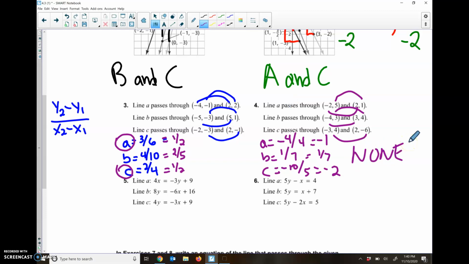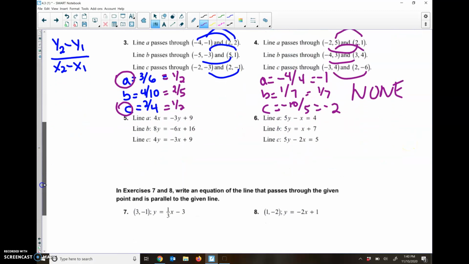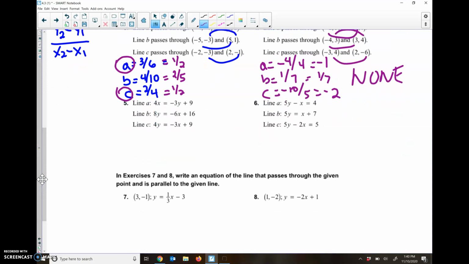So I wanted to show you that one because that might actually be an answer in your book today on your homework. None could be an option there. Okay, numbers 5 and 6 are pretty similar to what we did on the first page here. So I'm going to look at one of these. Let's do line A, or let's look at number 5.